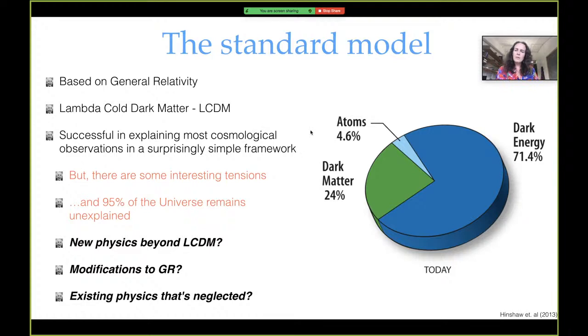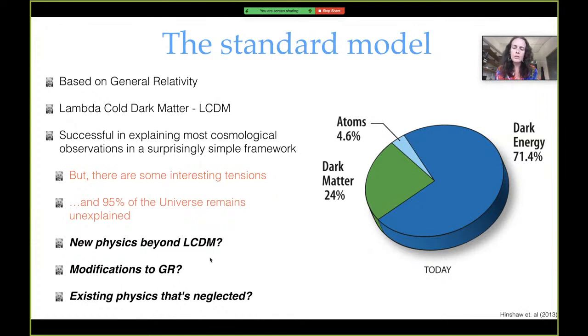Again, I don't think I need to convince anyone that this is a pretty good model, and it's successful in explaining a whole lot of our cosmological observations in a surprisingly simple framework. This is a very simplified look at the standard model, but the model itself is actually very simple. In saying that, there are some interesting tensions between our cosmological observations and the standard model, which have come to light as the precision of our observations becomes more precise. And of course, there's also this pesky 95% of the universe, which we can't quite explain just yet. These two things alone, I would say, are enough to motivate investigations into alternatives to lambda CDM.